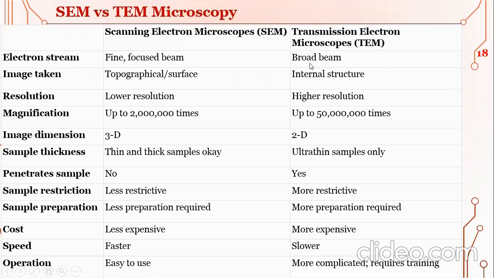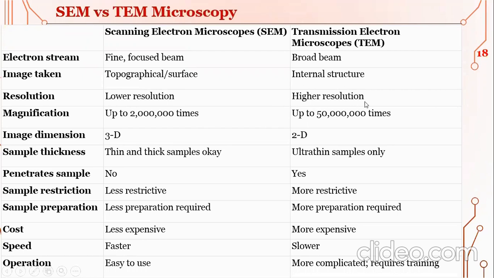In transmission, there will be a broad beam that is being used, but in SEM a fine and focused beam will be used. The image taken is like in SEM, the topographical or surface image will be taken, but in TEM, the internal structure will be taken. The image will be of the internal structure. The resolution, if we compare both, is lower for SEM. But in fact it is higher than the light microscope, but it's lower if we compare with the TEM.